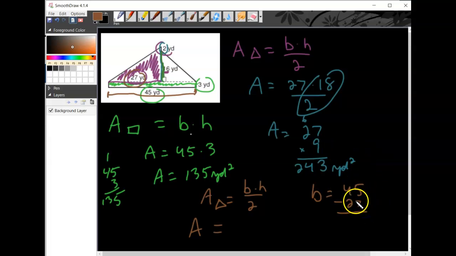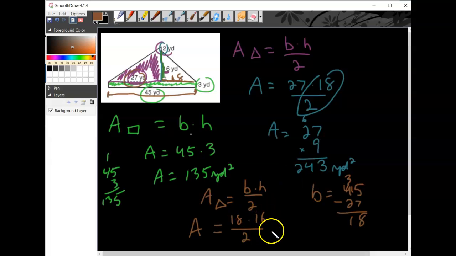So what's 45 minus 27? Okay, let's make that a 3. What's that? 8. 3 minus 18. So 27, 37, 40. Yeah, 18. Should be 18 there. So that's going to be 18. My line right there. 18 yards. 18 yards for the base. Height of 16 yards. And divide that by 2.